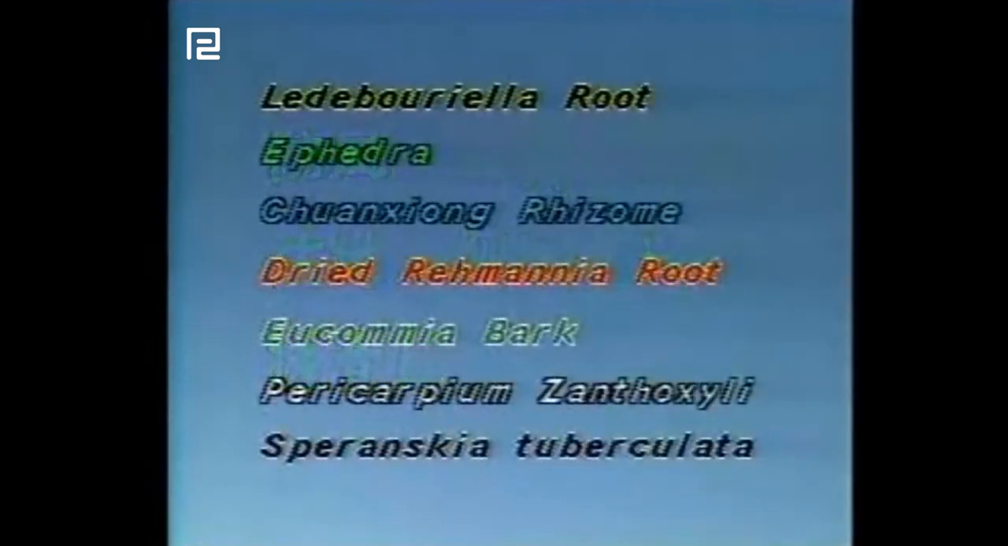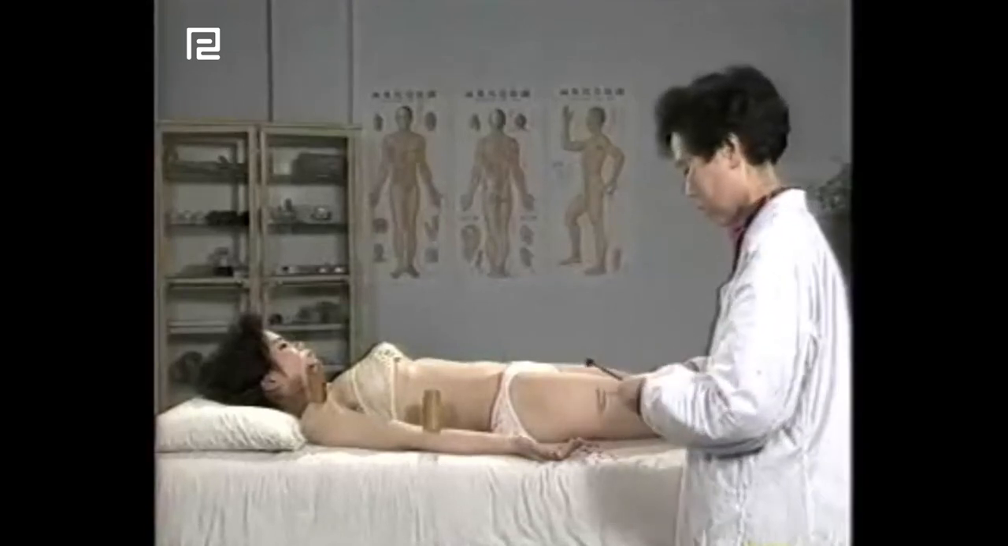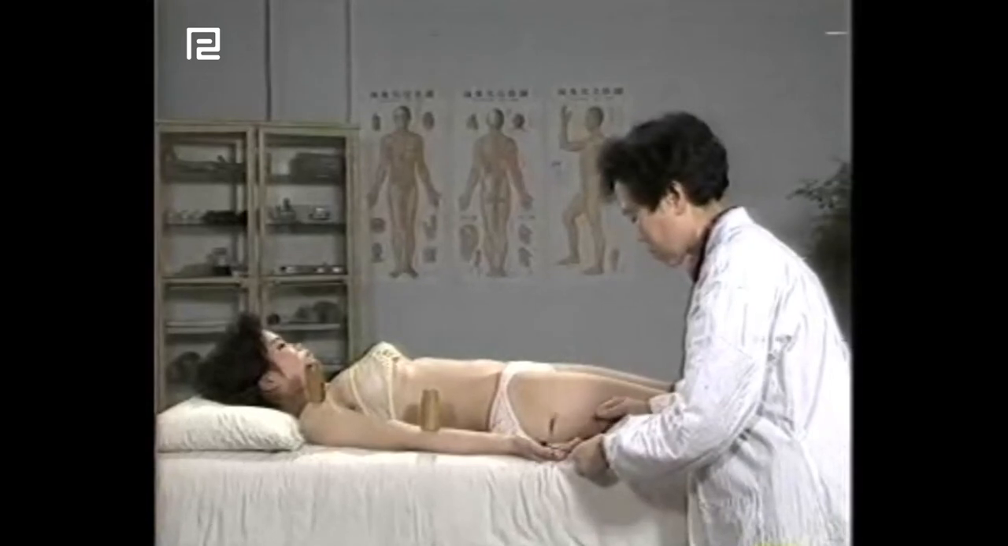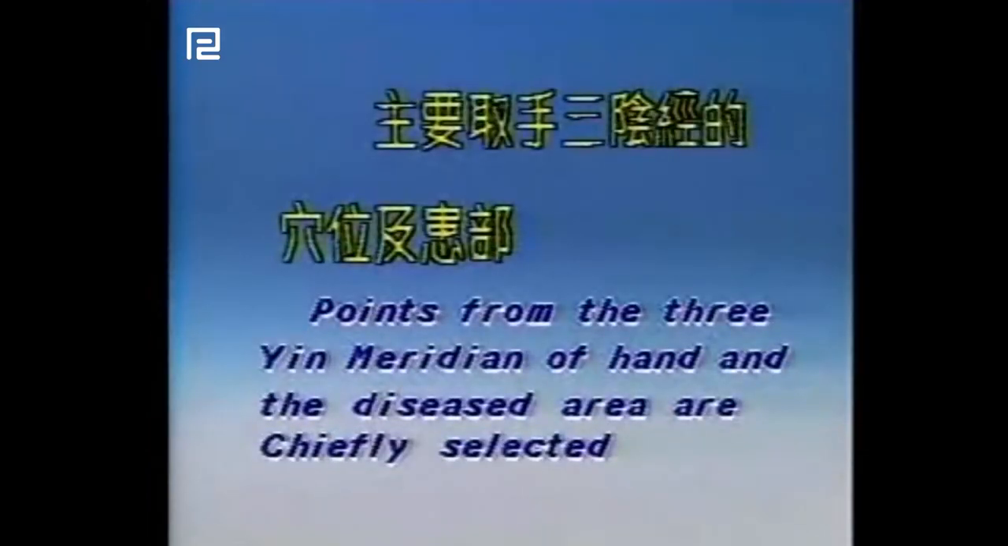Prepare the herbs for boiling cups as follows: Fangfeng, Mahuang, Chuanxiong, Shengdi, Qinjiao, Duzhong. The dosage of each of the herbs is 20 grams. The treatment areas can be divided into 5 regions. Points from the 3 yin meridians of hand in the diseased area are chiefly selected.